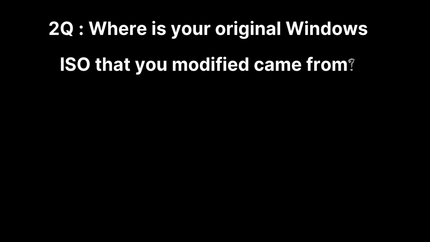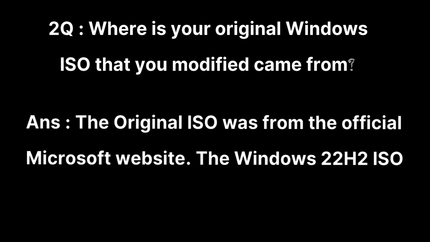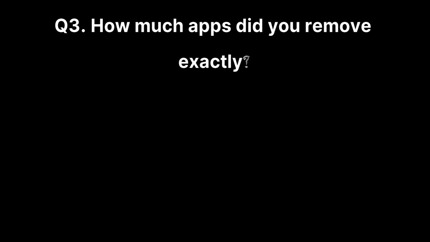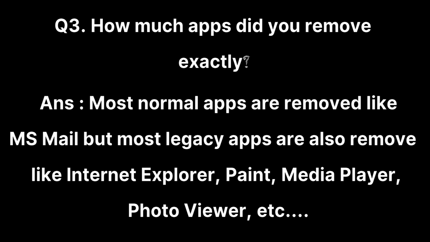2. Where did the original Windows ISO that you modified come from? The original ISO was from the official Microsoft website, the Windows 22H2 ISO. 3. How many apps did you remove exactly? Most normal apps are removed, like MS Mail, but most legacy apps are also removed, like Internet Explorer, Paint, Media Player, Photo Viewer, etc.